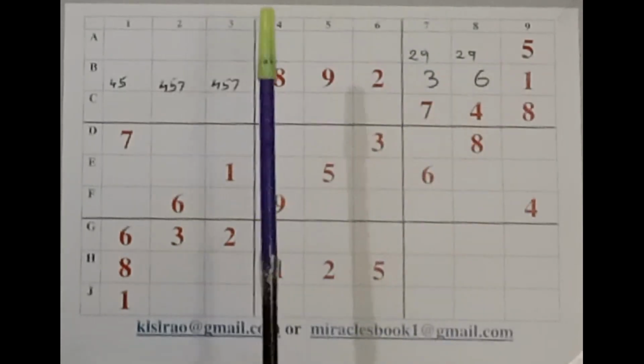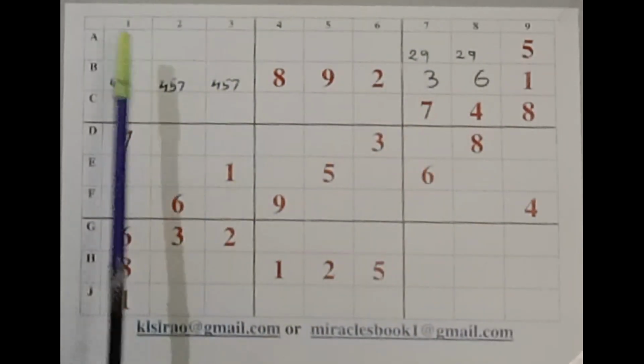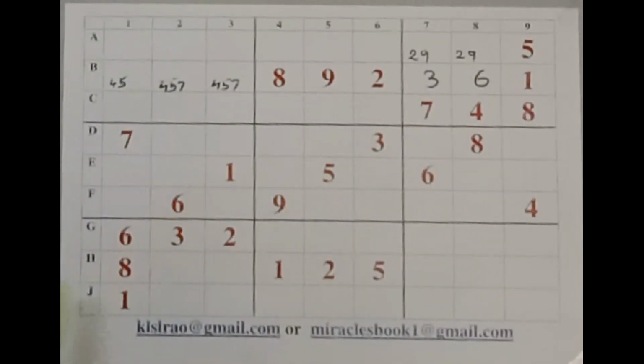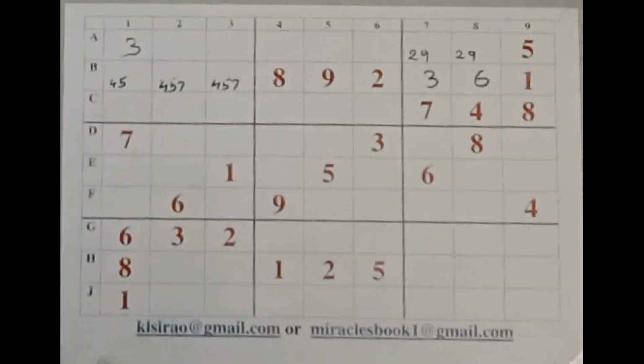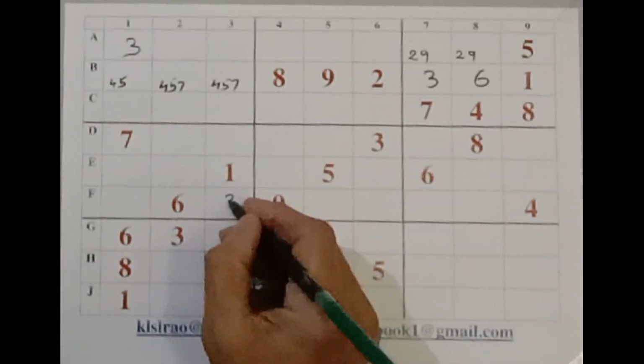2, 4, 5 and 9 cannot enter this cell. Therefore, number 3 is the only number which can take this cell. This is the blue line trick. I'm sure you remember that. Okay, now this 3 enables us to write the next 3 here. This is the place for a 3.